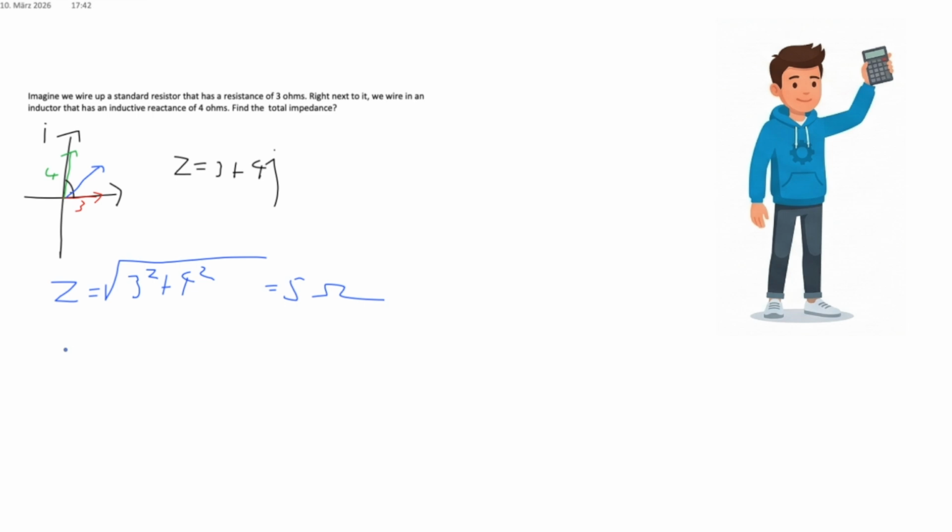Next, we calculate the exact angle of the delay. We take the inverse tangent of our imaginary 4 divided by our real 3. This gives us an angle of 53.1 degrees. Our total polar impedance is 5 at an angle of 53.1 degrees.